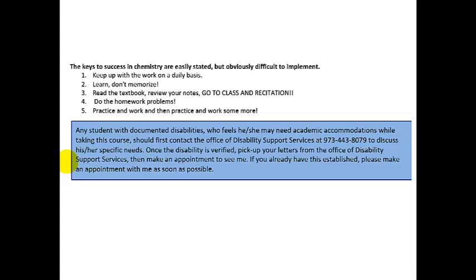And of course, if you are a student with documented disabilities, definitely let me know and provide any paperwork necessary for you to get the accommodations that you need.